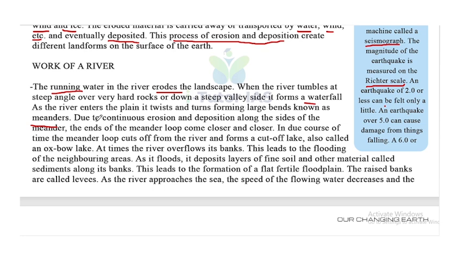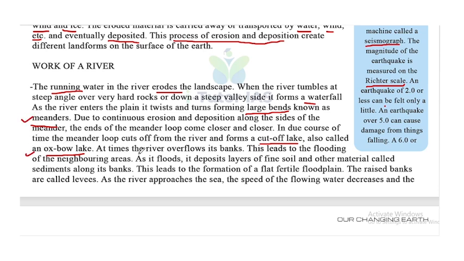Due to continuous erosion and deposition along the sides of the meander, the ends of the meander loop come closer and closer. In due course of time, the meander loop cuts off from the river and forms a cut-off lake, and this is called an oxbow lake. So the first one is meander and now oxbow lake.